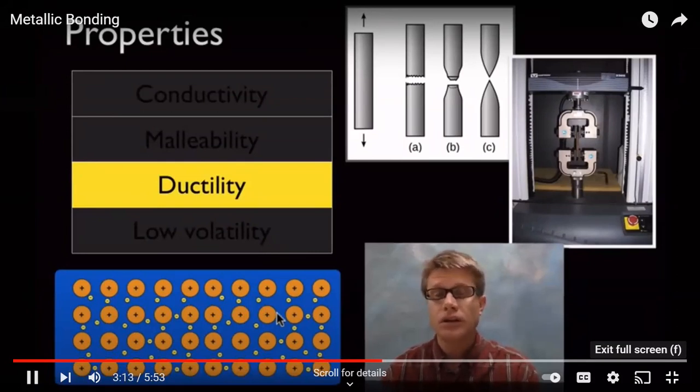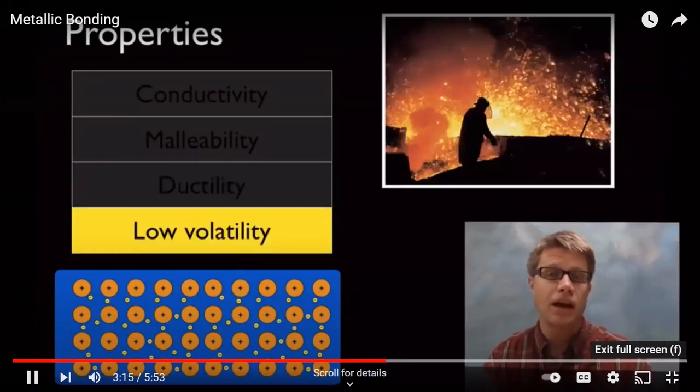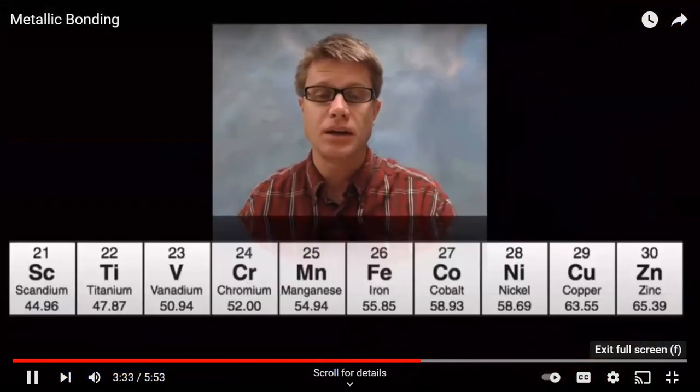They also show low volatility. What that means is that they're going to have a high melting point and a high boiling point. Why is that? Well, think of all the positive charges we have down in these metals. We have all these negative charges, and so there's going to be a huge attraction between the two. And so it's hard to pull off individual ones to make them a liquid or eventually to make a gas.